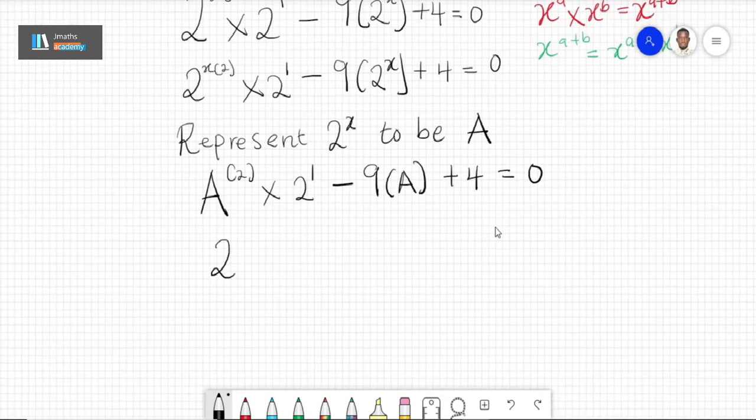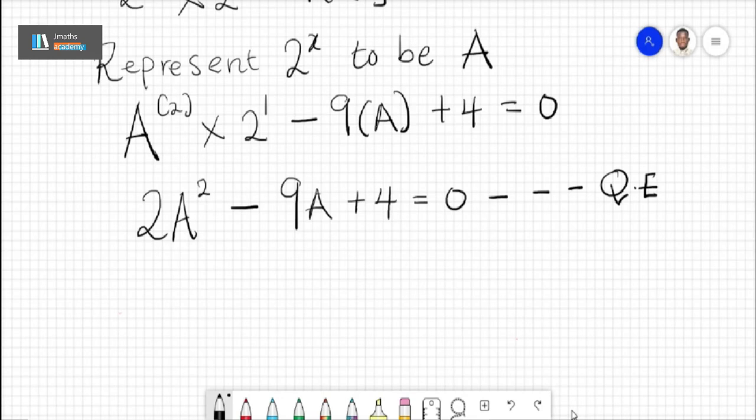This is 2 multiplied by A squared, which is 2A squared minus 9A plus 4 is equal to 0. This is a quadratic equation.